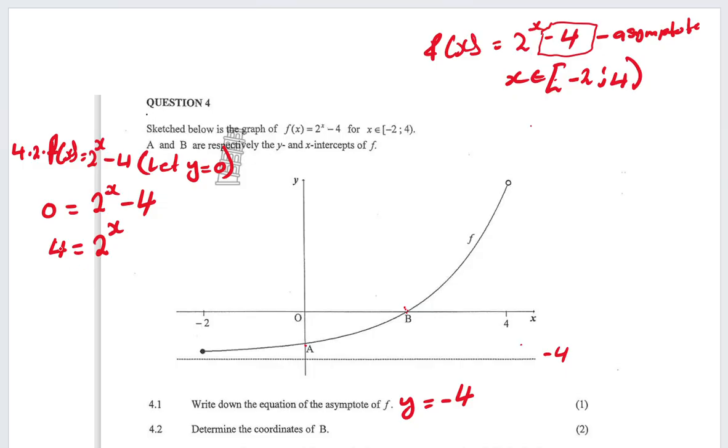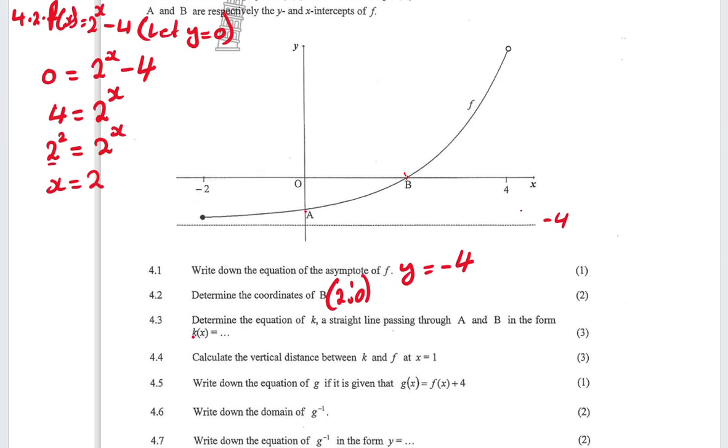4 is the same as 2 to the power 2, which is equal to 2 to the power x. When the bases are the same, you just equate the exponent. So x is equal to 2. You equate the exponent because the bases are the same. So our b is (2; 0), because we said let f of x equal 0 here. You know that f of x at this point is 0. I hope you understood.